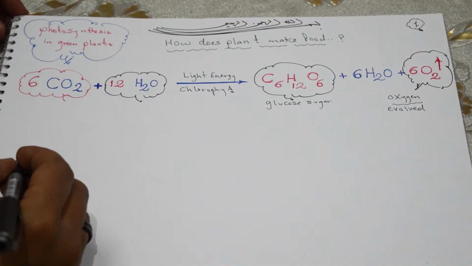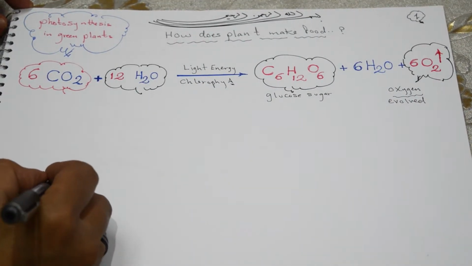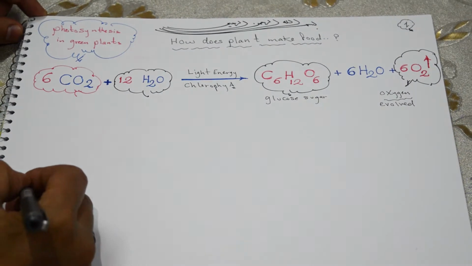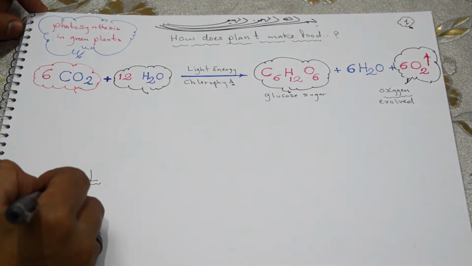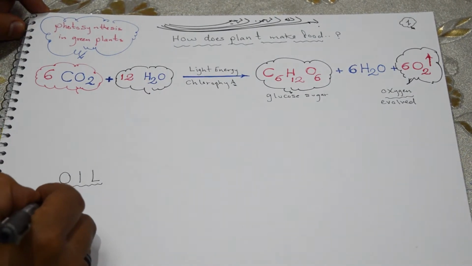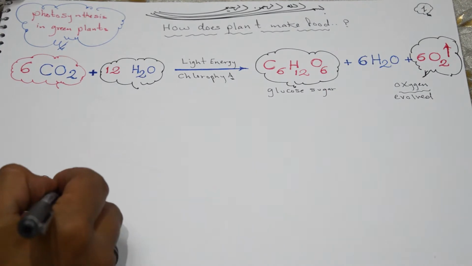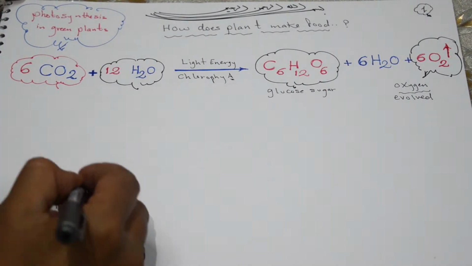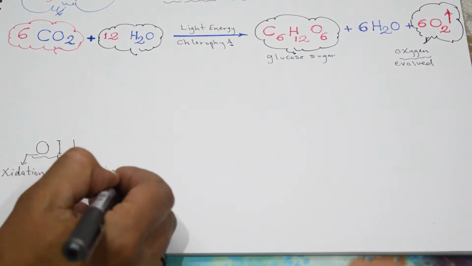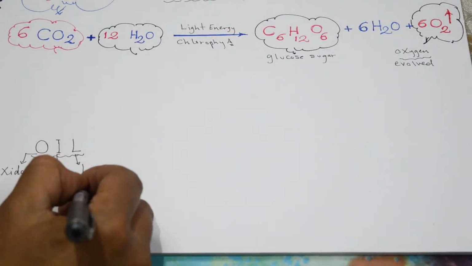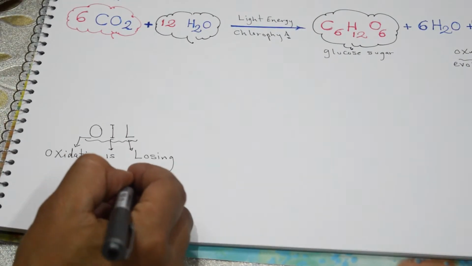There are two chemical processes that occur. The first one is oxidation, which is losing. OIL: O means oxidation, I means is, and L means losing. Losing hydrogen protons and its electrons.